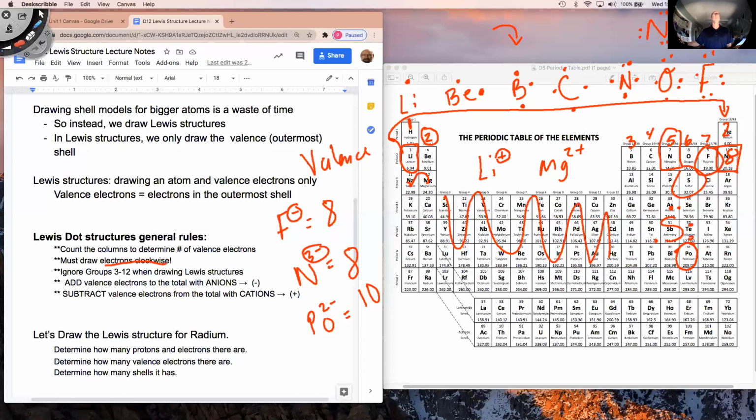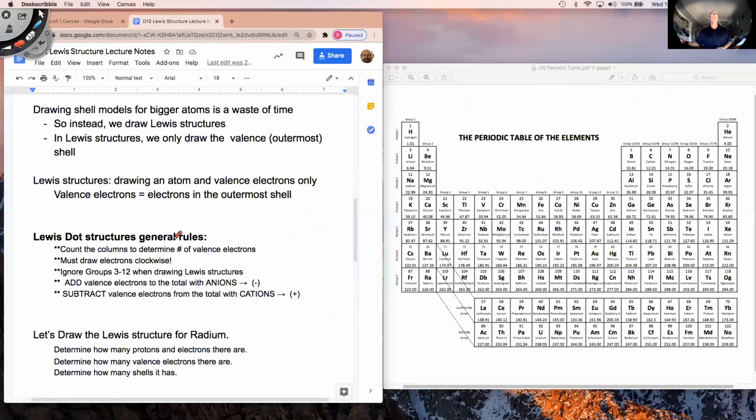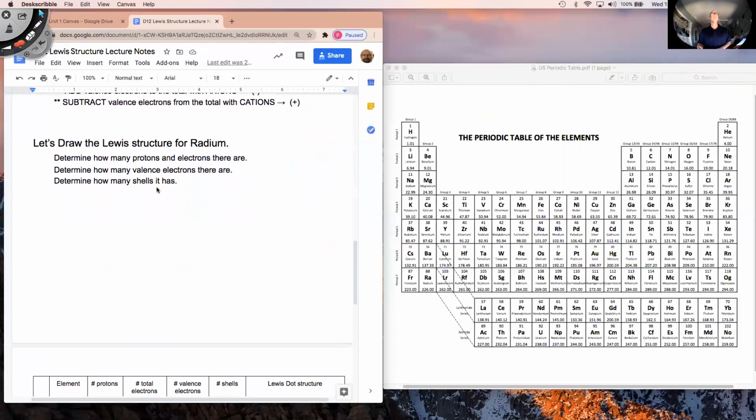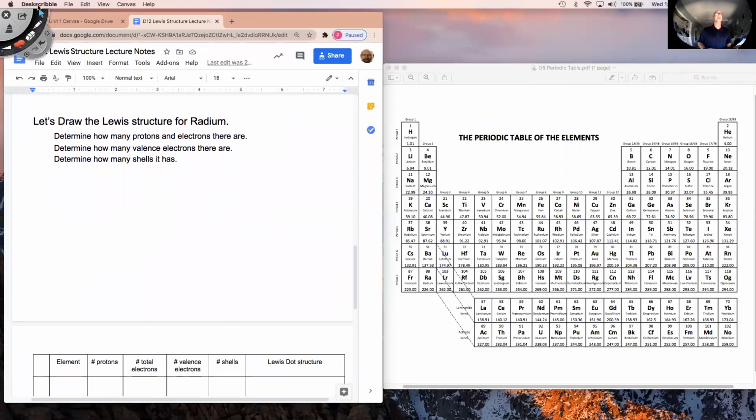So what we're going to do, let's draw the Lewis dot structure for radium. All right? And then you'll see and you'll be like, oh my gosh, seriously, that's it? I'll be like, yeah, that's it. So here's radium right here. So remember, 1, 2, 3, 4, 5, 6, 7, and 8. 2 for that one. And these would be our valence electrons.